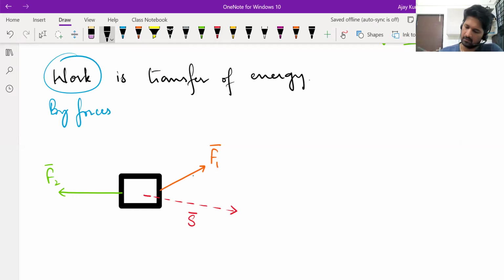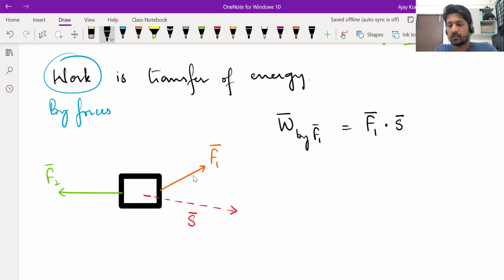Fine. Then if you want to find out how much work is done by each of these forces, how much work is done by F1 in this process? How much work is done by F2 in this process? Work done by F1 is calculated as F1 dot S. Work is calculated as the dot product between force and displacement. That's the basic formula for work.